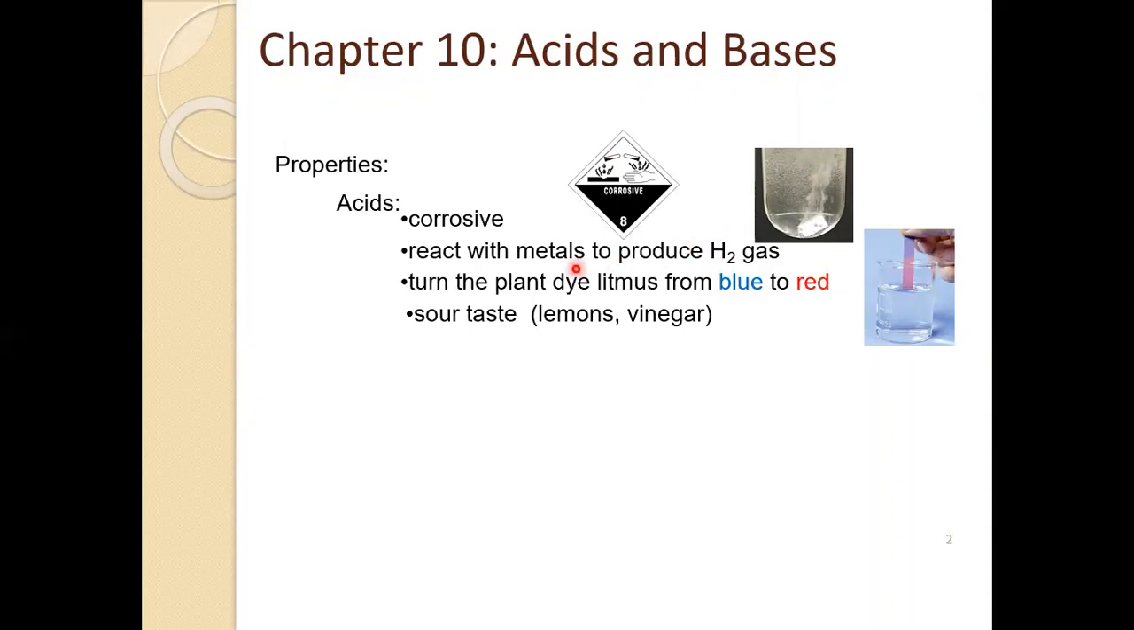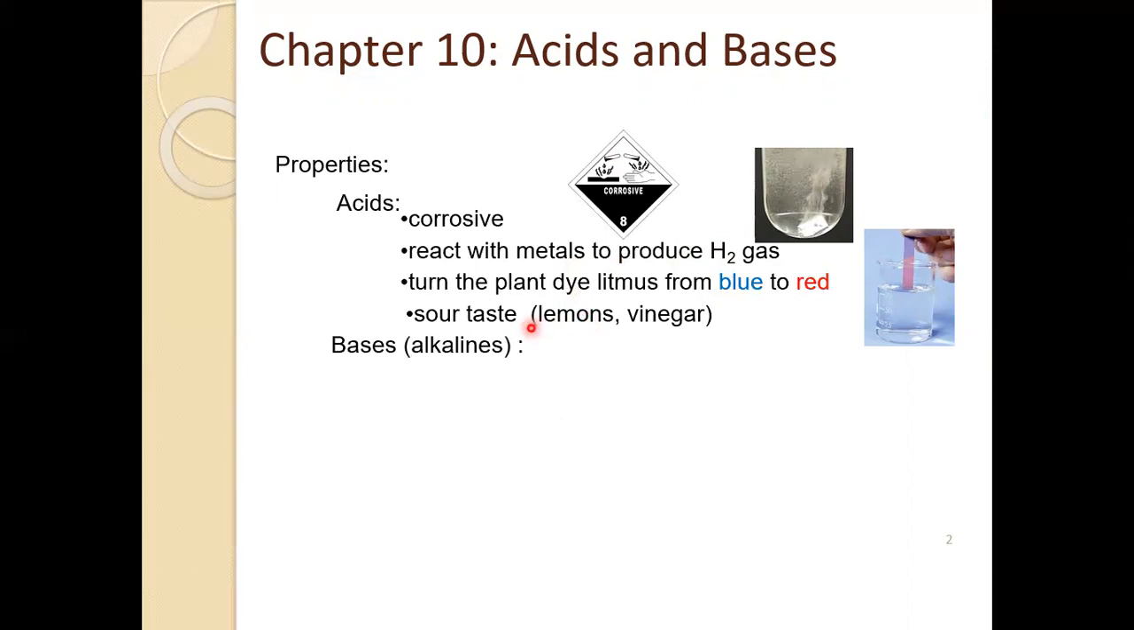In foods, acids tend to have a sour taste. So the sour taste that we either desire or dislike in certain types of foods, such as lemons, vinegar, other citrus fruits, the sour tasting candies, those are sour because of the acids that either are naturally present or, with respect to candies, have been artificially added.